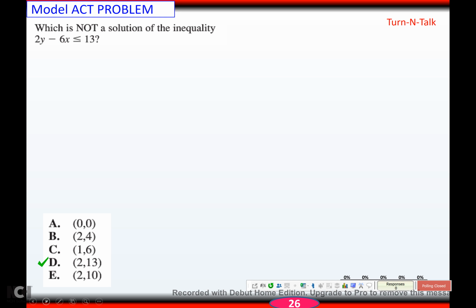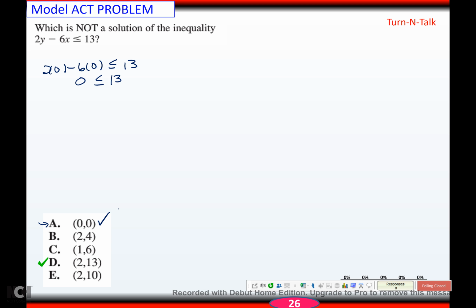It says, which is not a solution of the inequality? You have a couple choices here. You can graph it and see where these are. You could do it algebraically. You could plug in these ordered pairs and see which ones come out true. I think I'm going to do substitution. So if I try 0, 0, 2 times 0 minus 6 times 0 less than or equal to 13. Is 0 less than or equal to 13? Yes, so that is a solution.